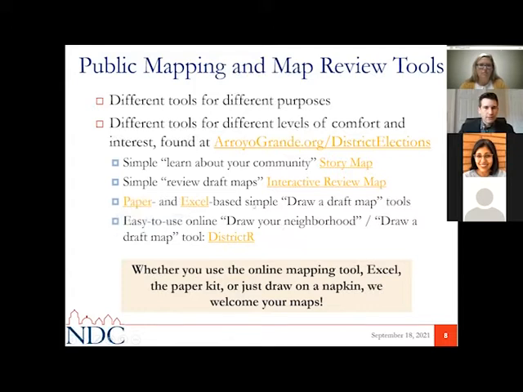Then we have paper and Excel-based simple draw draft map tools that many of you have taken advantage of already, but I'll briefly show those as well, just in case anyone might not be familiar. And lastly, we have an easy to use online draw your neighborhood or draw draft map tool, and that's called District R. So those are the tools that are available to you, but whatever you choose to use, whether it be the online mapping tool, Excel, the paper map, or just draw on a napkin, we welcome your maps and we'll make sure that every submission we receive will eventually go to the city council.